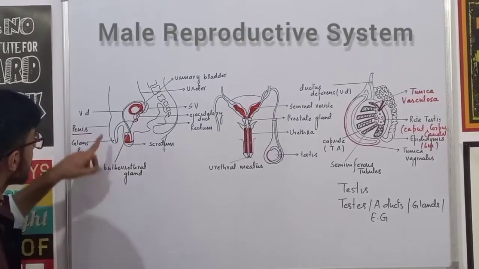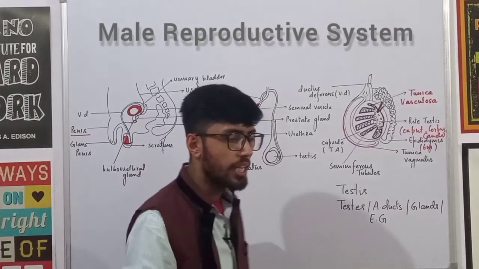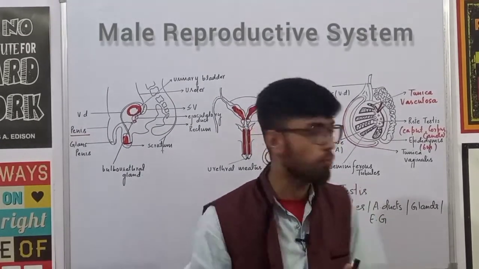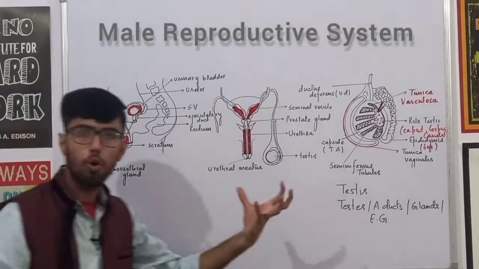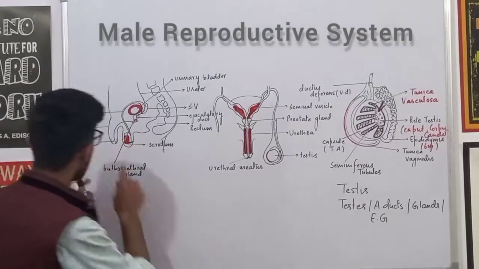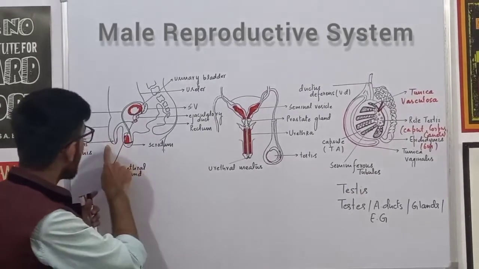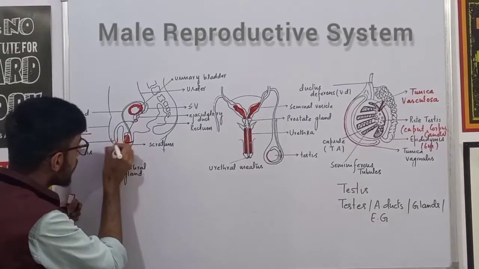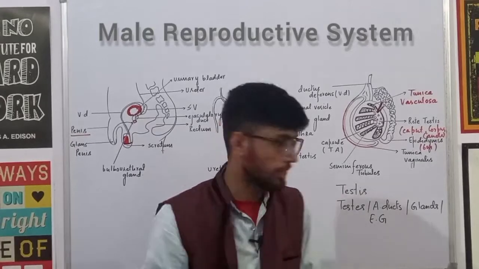In this first diagram, the external genitalia is the penis. When we talk about the external genitalia in females, it is known as vulva, whereas in males it is the penis. The penis has different parts. We have the glans penis and the foreskin. The terminal end of the penis is known as glans penis, and the loose covering of the glans penis is known as foreskin or the prepuce.